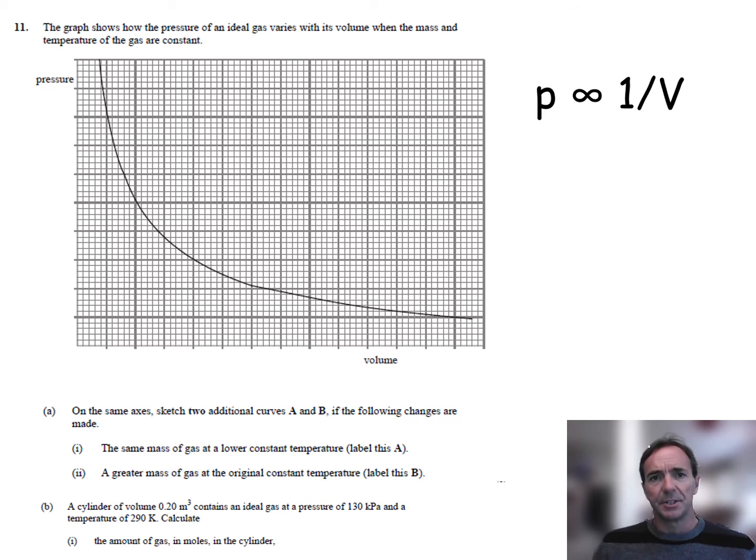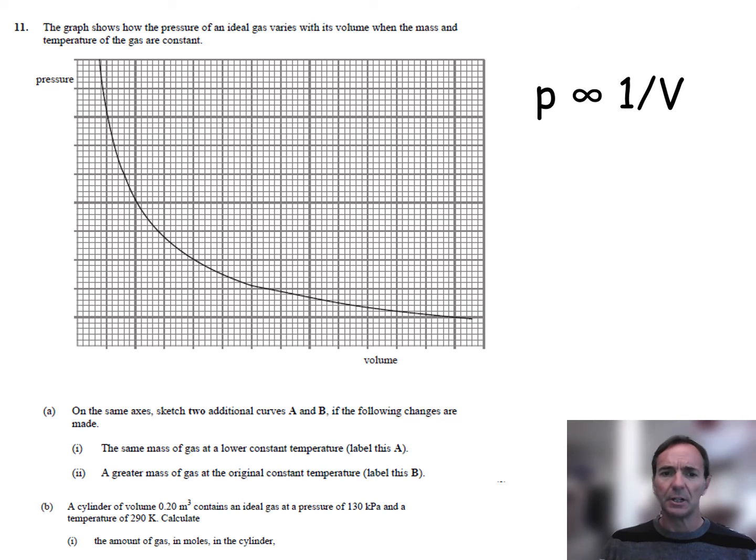So as a practice, we've got this exam question here. The graph shows that the pressure of a gas varies with volume, with its mass and temperature of the gas constant. So it's very similar to what we saw at the start. On the axis, we get two different curves, A and B. The following changes are made: the same mass of gas at a lower constant temperature, a greater mass of gas at the original constant temperature.